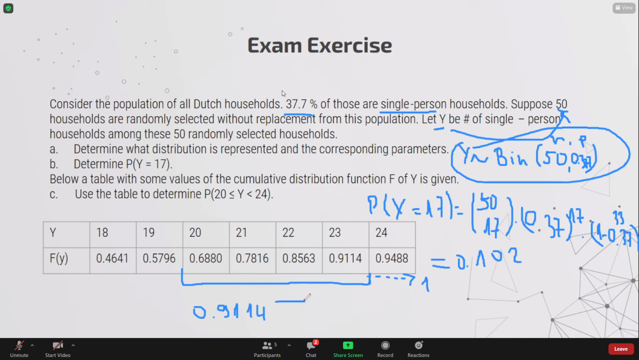Yes, exactly. So we have 0.9114, which corresponds to having 23 participants of single households, minus the number that corresponds to 19 participants, which is here, 0.5796. And in the end, the result should be 0.33.